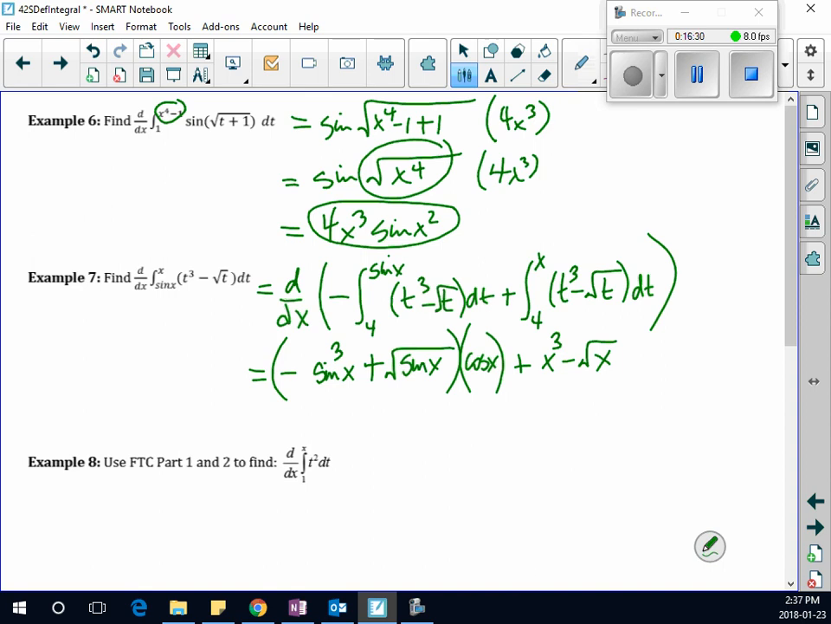Just so you know, if this is a multiple choice, they may have this multiplied in to simplify, because usually brackets aren't, you know, yeah.